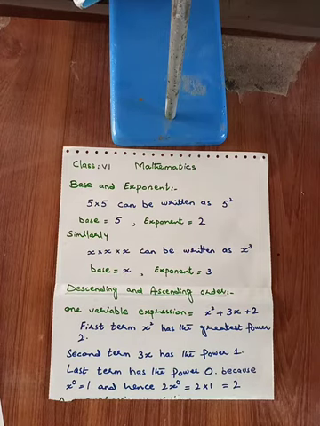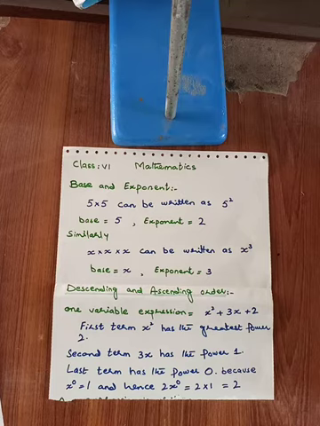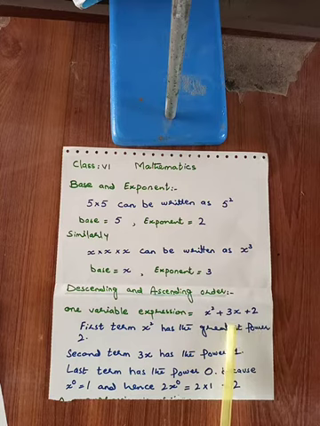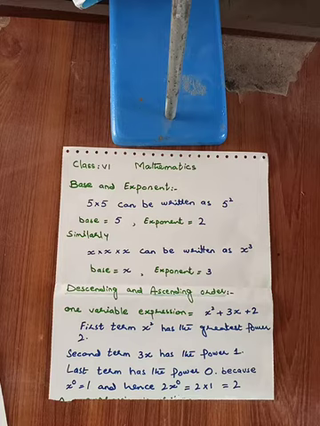Now we will discuss descending and ascending order. All of you know very well about descending and ascending order. Let's consider this one variable expression, that is x cube plus 3x plus 2. This expression consists of 3 terms, but we have only one variable, that is x.